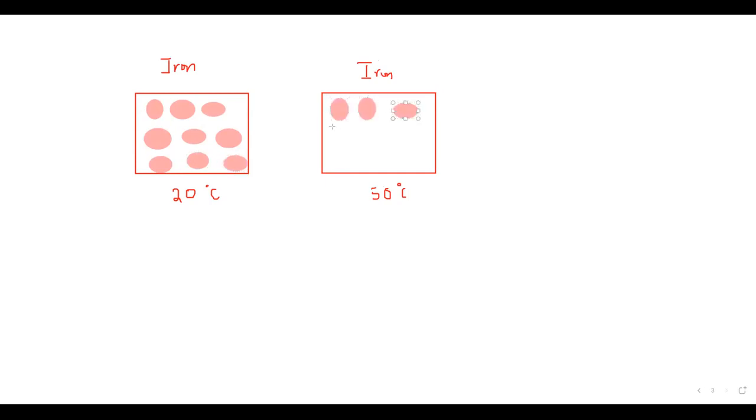In which sample the particles are moving faster? At 20 or at 50? So at 50, or B, the particles are moving faster. So it means the temperature and the speed or the motion of the particle are directly proportional. So if you increase the temperature, it will increase the speed of the particles.